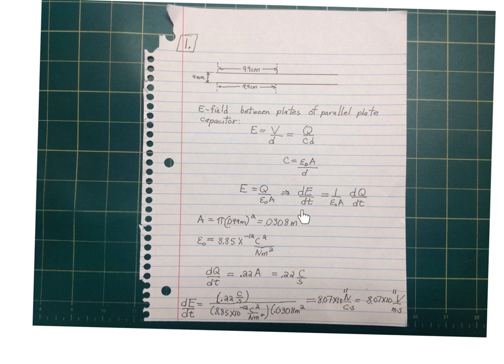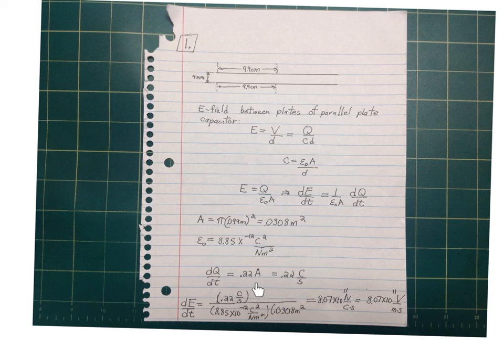I then put in the specific values of 0.0308 meters squared for the area of each plate. My constant, the electric permittivity in free space, is 8.85 times 10 to the minus 12 coulombs squared per newton meter squared. The rate at which the capacitor is being charged, since it's a DC current, will simply be the DC current. And I convert that to coulombs per second so I can get my proper units.